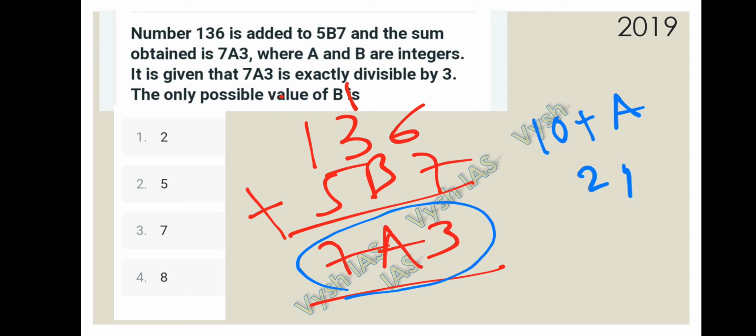10 plus 5, and 10 plus 8, 18. So 3 numbers are possible in the place of a, that is 2, 5 and 8. So in the place of b, if we substitute 1, 3 plus 1 plus 1 will become 5, which is not possible. So 1 cannot be b.